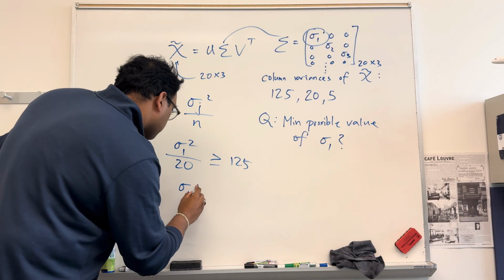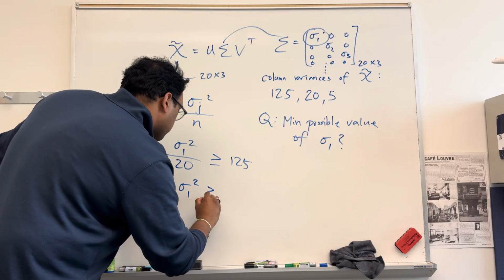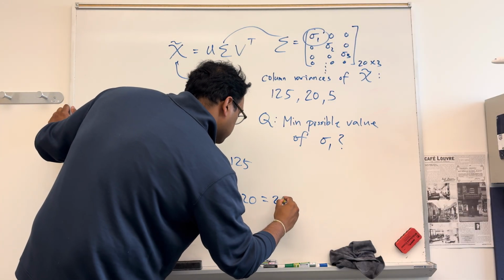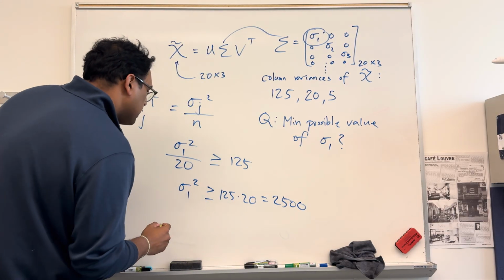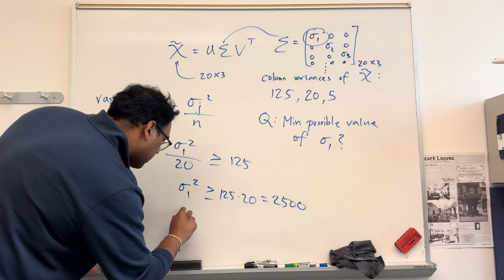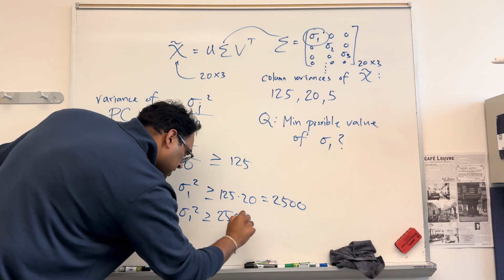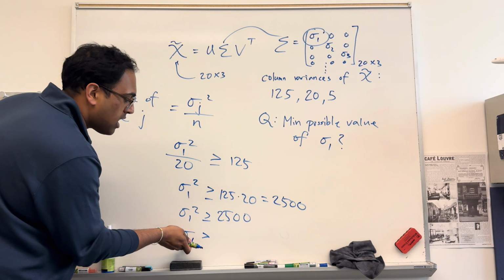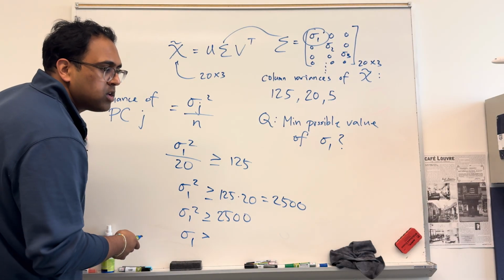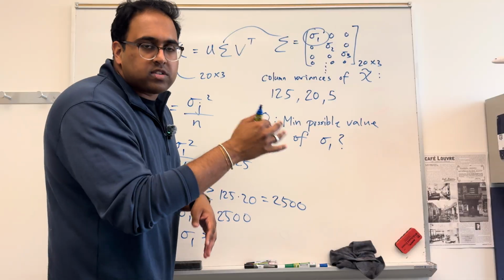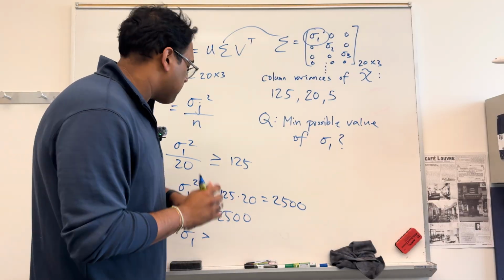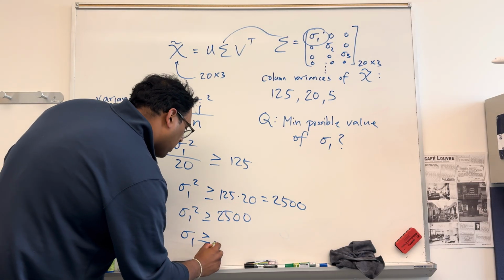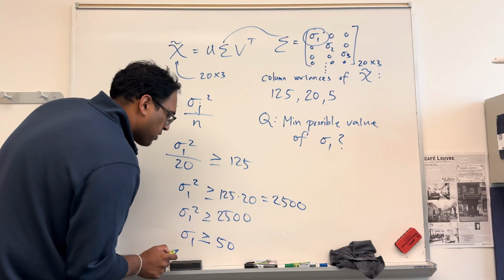So now we get to do some math. I'm looking for where sigma 1 squared is greater than or equal to 125 times 20, which is equal to 250 times 10, so 2,500. And so what I can do is take the square root of both sides. Sigma 1 has to be non-negative, right? A singular value of a matrix is the square root of an eigenvalue of some other matrix, so it can't be negative. That is why taking the square root is a legal operation. Sigma 1 then has to be greater than or equal to 50, which is the square root of 2,500.